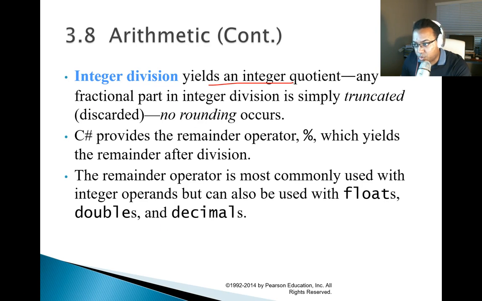Integer division yields an integer quotient. Any fractional part in the integer division is simply truncated or discarded and not rounded. So 10 divided by 9 would give you, if I'm not mistaken, 1, actually, it'll give you 1. C# provides the remainder operator, which yields the remainder after division. The remainder operator is most commonly used with integer operands, but can also be used with other things such as floats, doubles, and decimals. Just understand that all three of these use decimal locations. One's just bigger than the other. I think floats have the most decimal locations, doubles have the second most, and then decimals have the least.